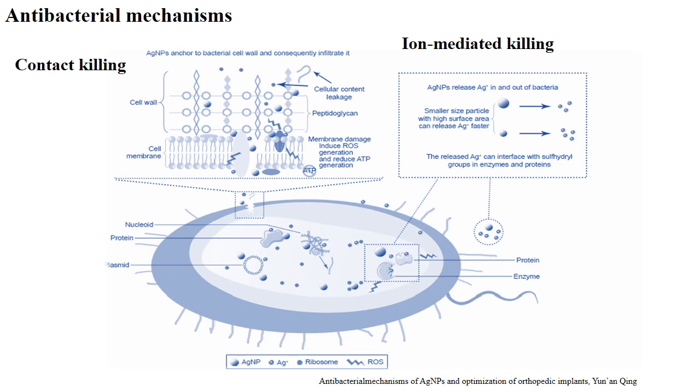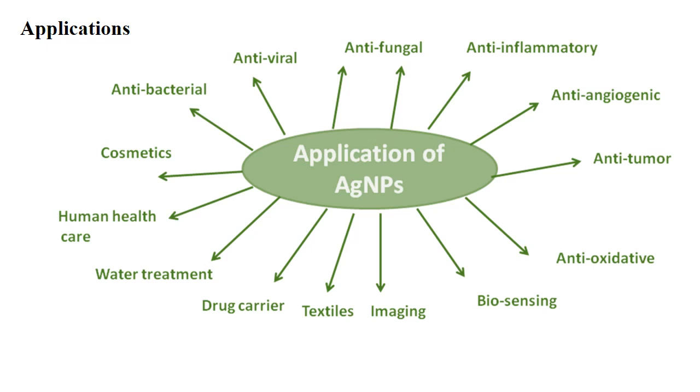Next is the application part. Because of these unique properties, like good antibacterial effect and unique optical properties, silver nanoparticles are widely used in different applications like antibacterial, antiviral, antifungal. We can also use silver nanoparticles in cosmetics, water treatment, textile applications, biosensing. Yes, different applications are there.